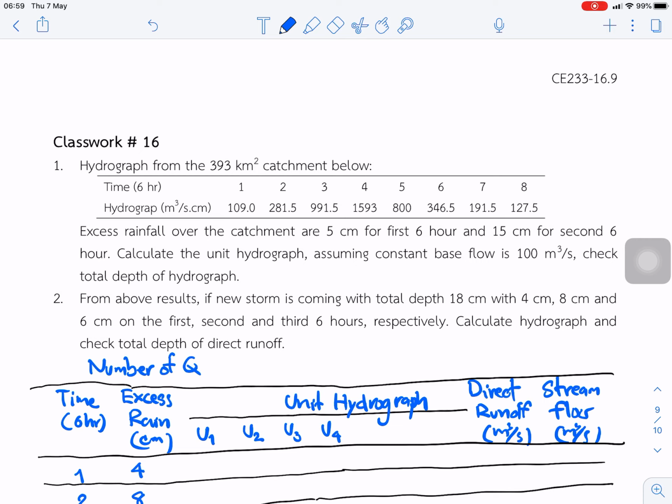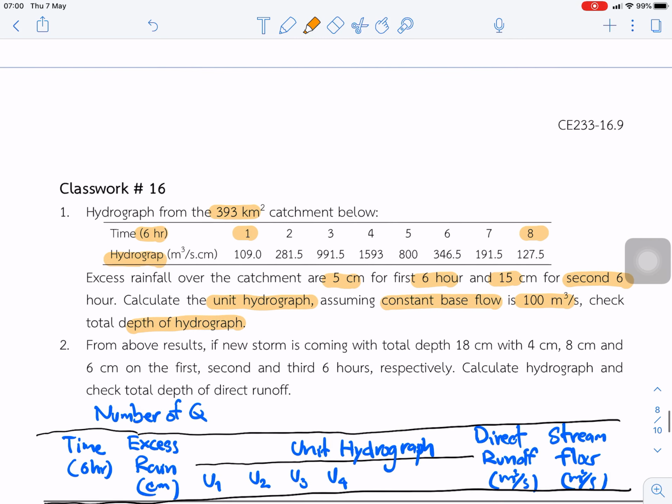This is the hydrograph for a 393 square kilometer catchment. We have about 8 time steps, each time step is 6 hours, and given the hydrographs, the excess rainfall is 5 centimeters for the first 6 hours and 15 centimeters for the second 6 hours. Calculate the unit hydrograph. Assume the constant base flow is 100 cubic meters per second and check the total depth of the hydrograph.